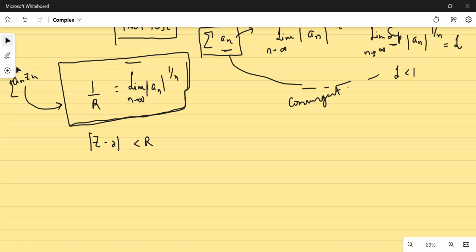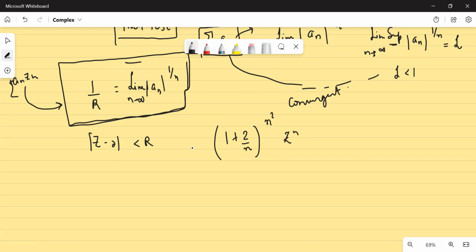Yes, sir. Okay, so let us take an example to understand the same. Okay, so let us take this example: summation of (1 plus 2 by n) raised to power n square times z^n. So for example, in this series, it is not n, it is n square that has been given. And if you remember from childhood, and if you don't, I write it here: the limit of (1 plus lambda by n) raised to power n, where does it go? It goes to e raised to power lambda.